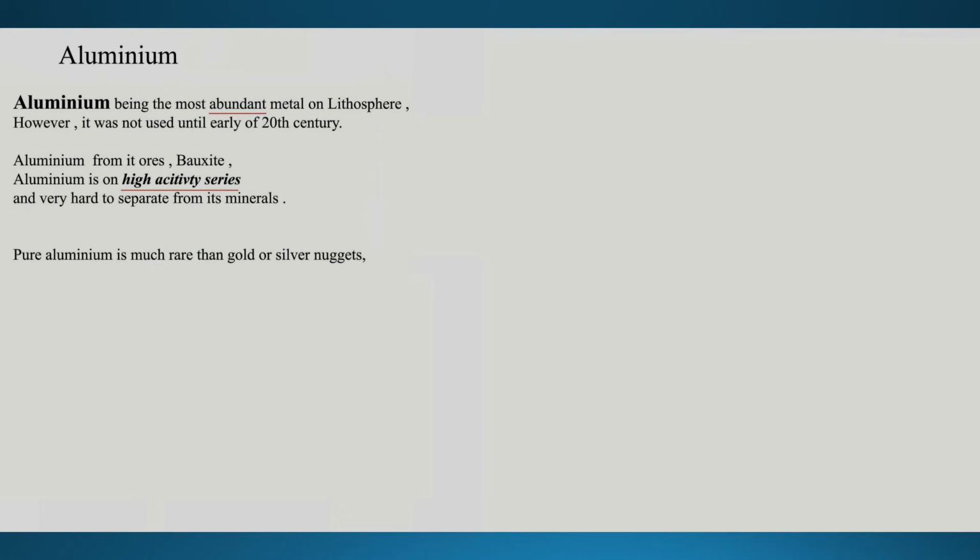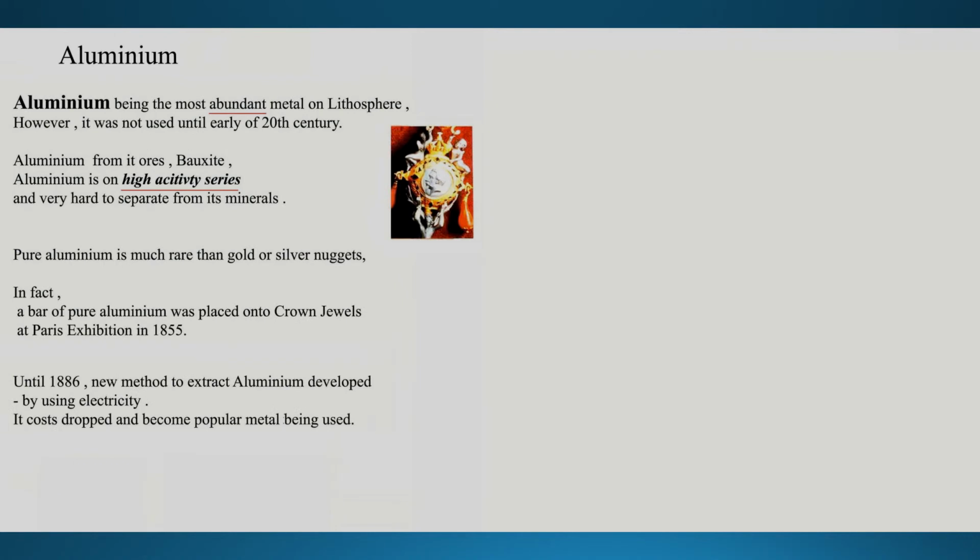Pure aluminium is much rarer. You never see an aluminium nugget. Yet, you can see gold or silver nuggets. So, back in the olden days, the 18th century, they used to give it to the queen.